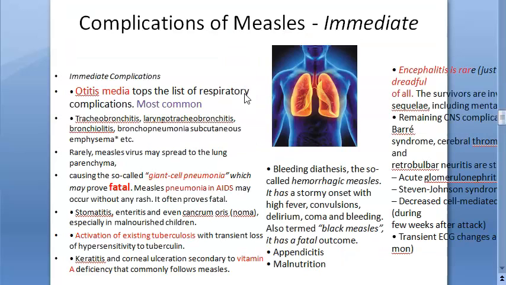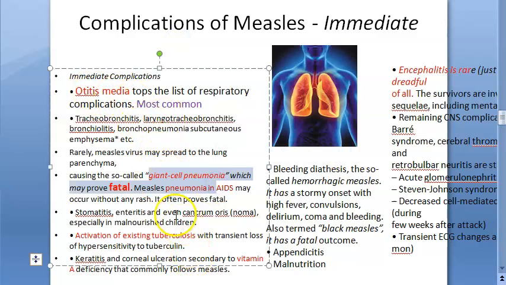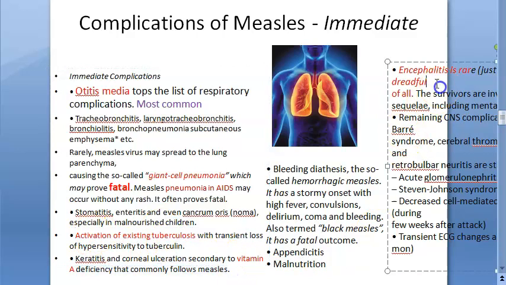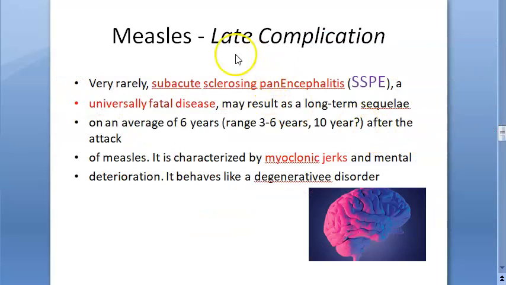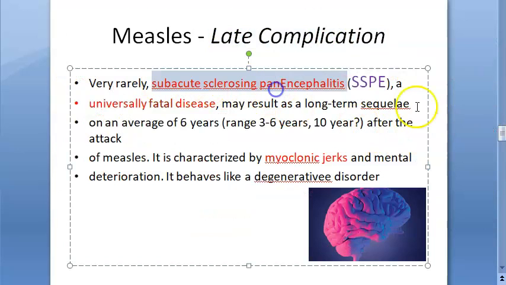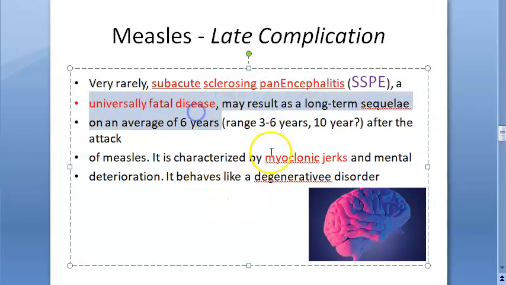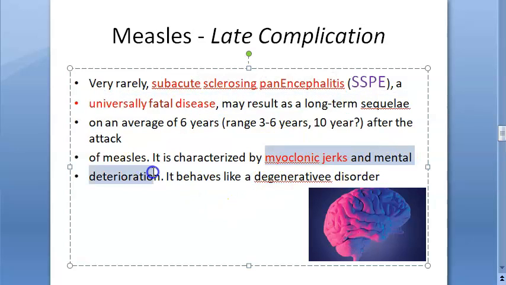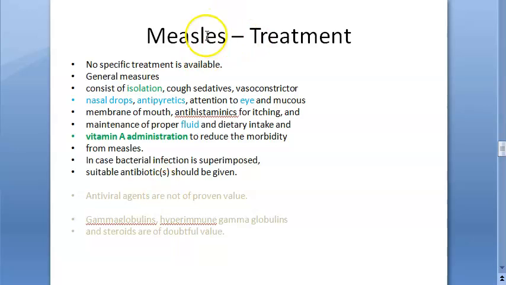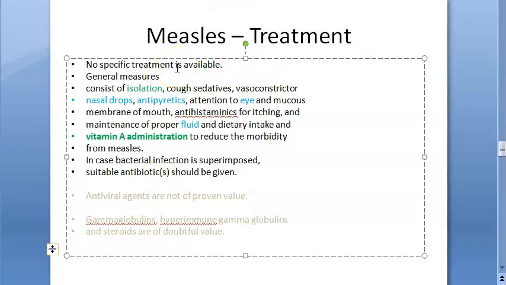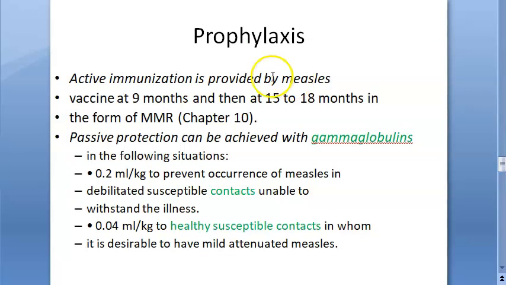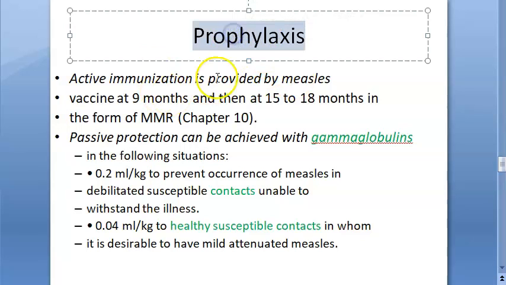There will be weight loss, weakness. Complications: otitis media is most common, giant cell pneumonia can be fatal in AIDS patients. It can cause vitamin A deficiency. There can be encephalitis. Late complication is subacute sclerosing panencephalitis, SSPE. It is a universally fatal disease, with myoclonic jerks, mental deterioration. Remember SSPE. Treatment, no specific treatment is there, but you can isolate the person, give antipyretics, antihistamines, nasal drops, cough sedatives, fluids, vitamin A administration, etc. If there is secondary bacterial infection, you can give antibiotics.